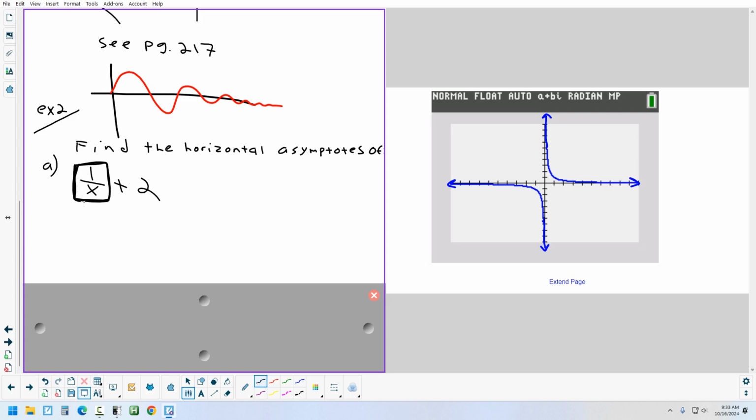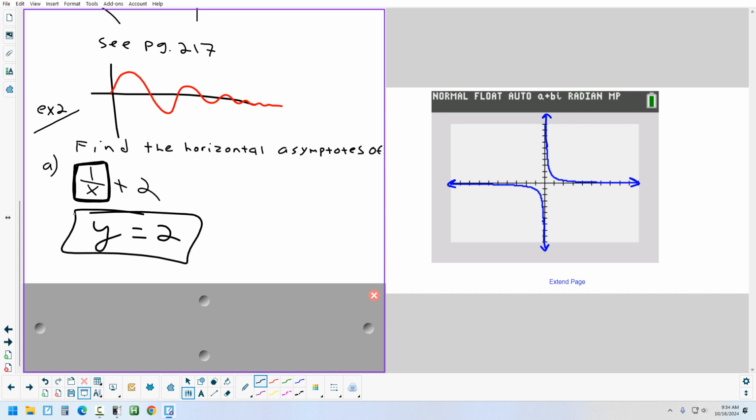And what's inside this box is going to get very close to what? Very close to 0, right? Like if this was 200 billion, that's 1 divided by 200 billion. It's almost 0. It's very small. If you take a number that's almost 0 and you add 2 to it, what would you basically get? Yeah, 2. You get a number just a little bigger than 2, like 2.00000000001. So in this case, the horizontal asymptote would be the line y equals 2.